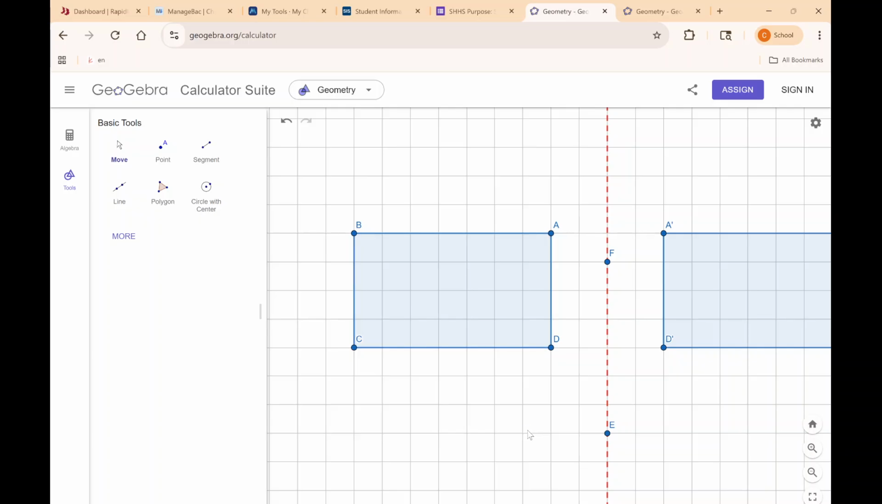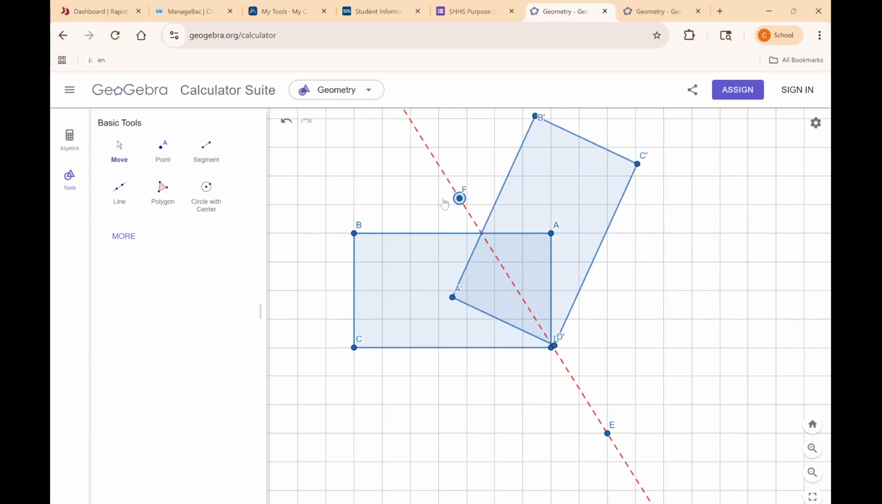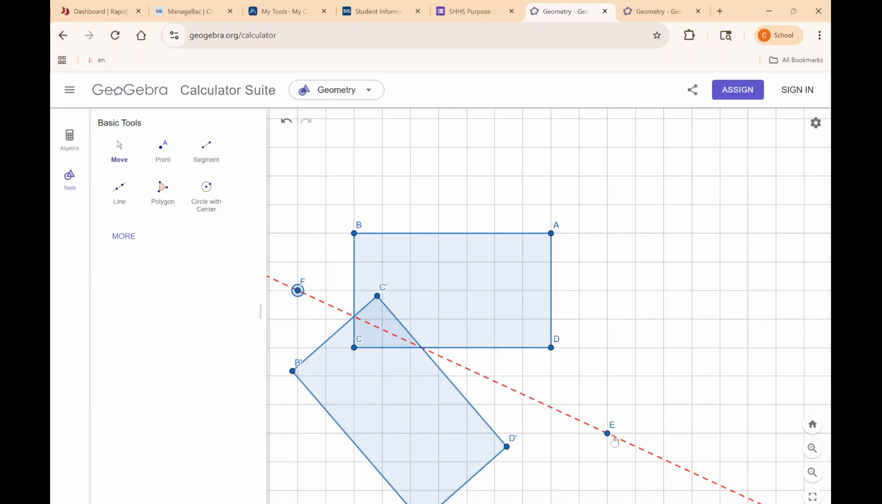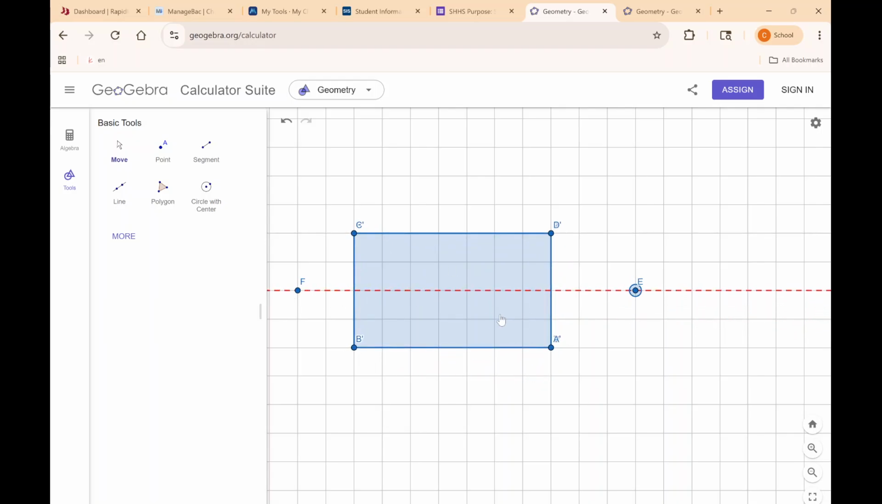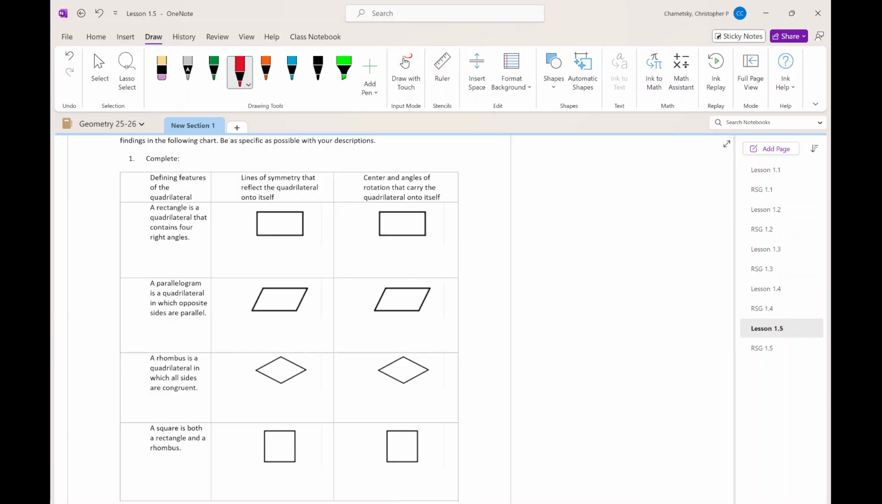Now, what a line of symmetry is: if we were to reflect it, would the shape land on top of itself? Okay. So an obvious line of symmetry would be going horizontal. So I'm just going to take our line of symmetry and line it up along this horizontal, and we can see that at that point the shape would reflect along itself. So one line of symmetry is going horizontal for the rectangle.